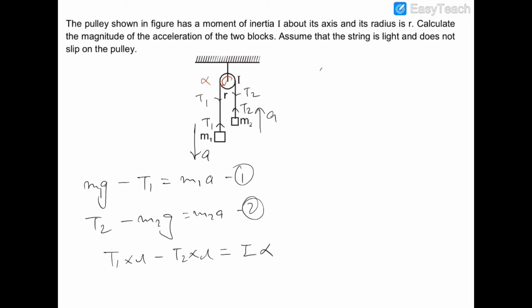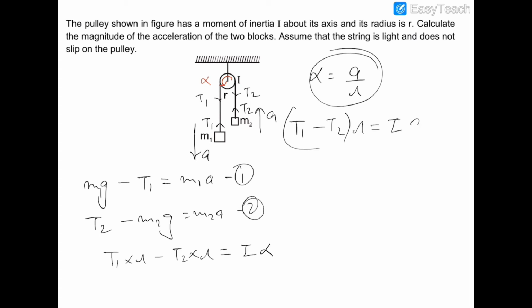So you can also see that alpha is equal to a by r, because this pulley is rotating with an angular acceleration of alpha, and this point, which is at a distance of r from the center of the pulley, is moving downwards with an acceleration of a. So this alpha would be related to a by this equation. Now you can substitute this alpha in this equation, and you can find out the refined equation. So (T1 minus T2) into R will be equal to I, and alpha is a by R. So T1 minus T2 will be equal to I a by R square.